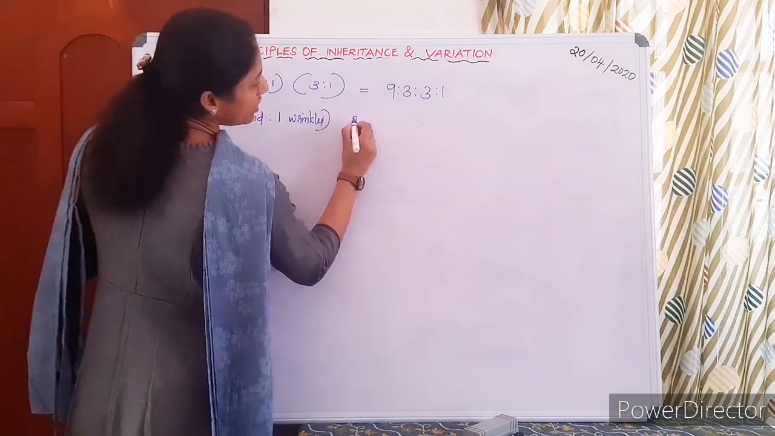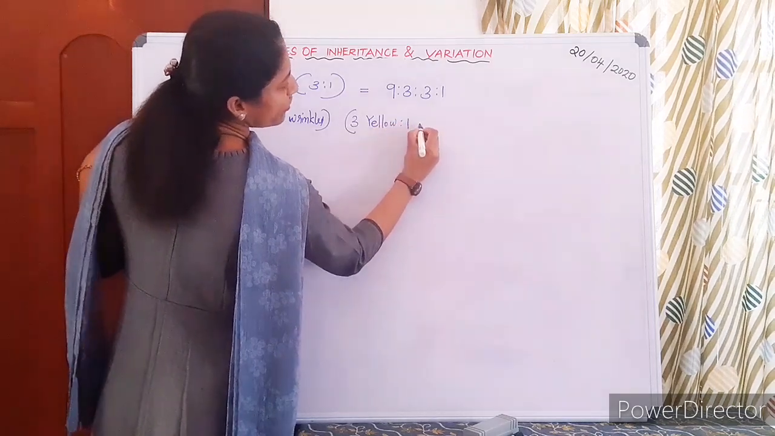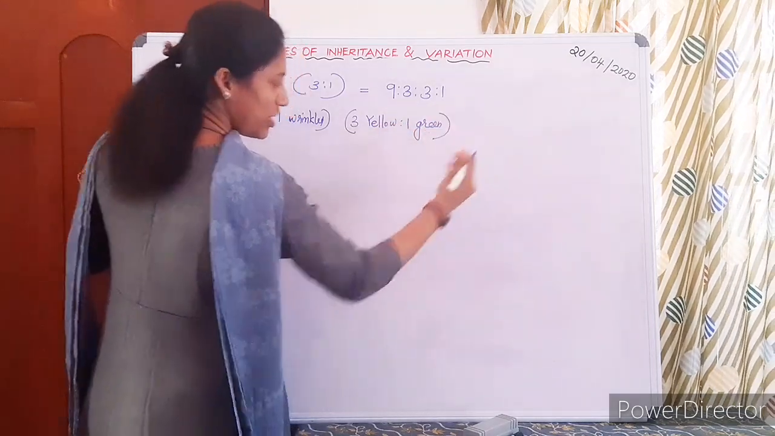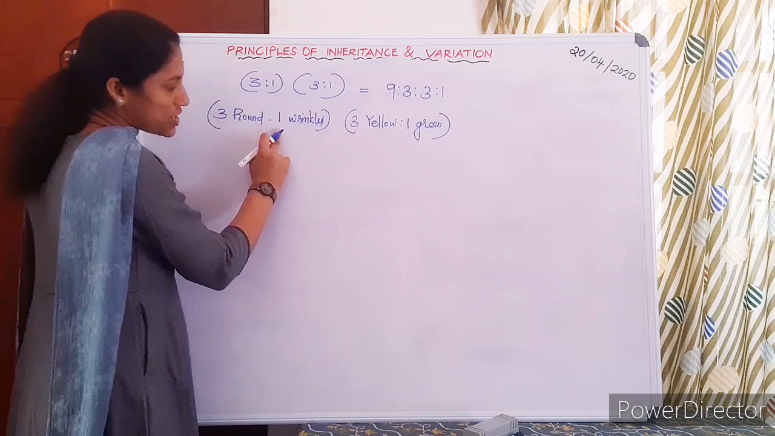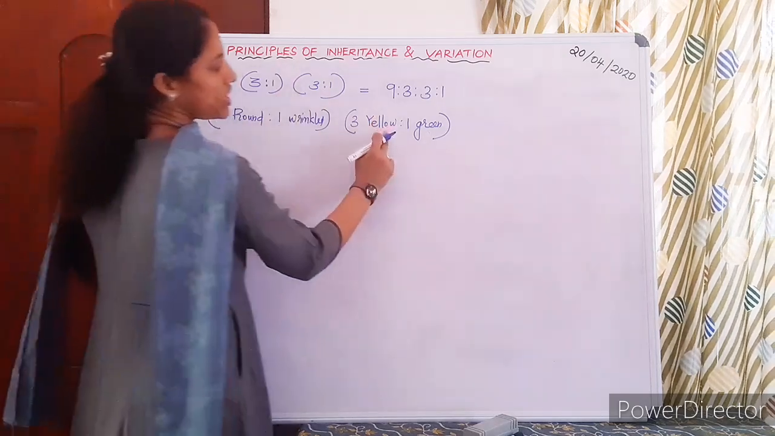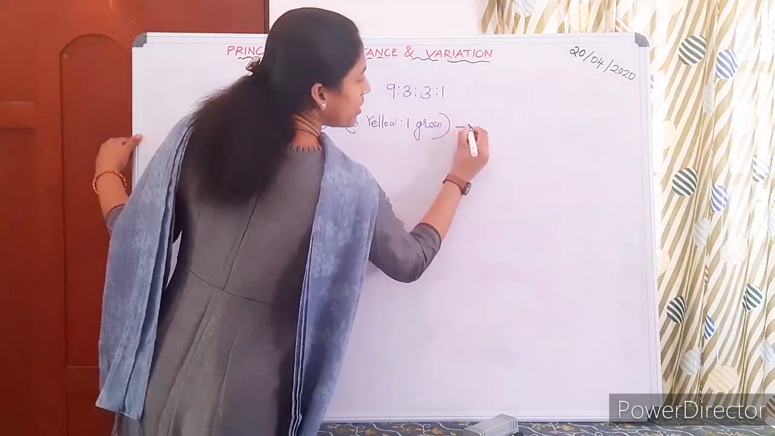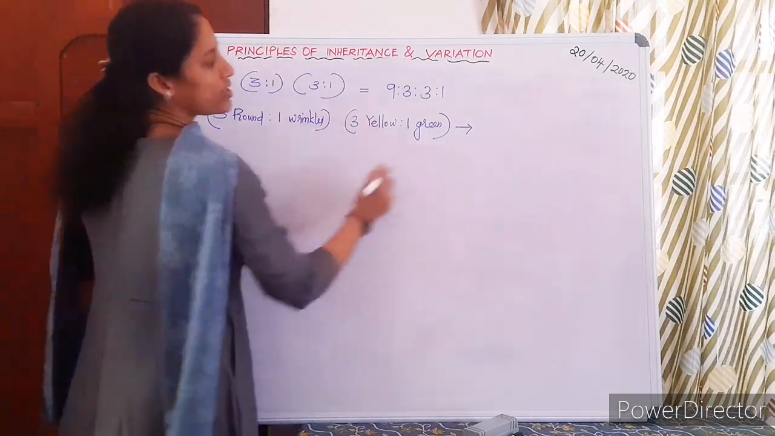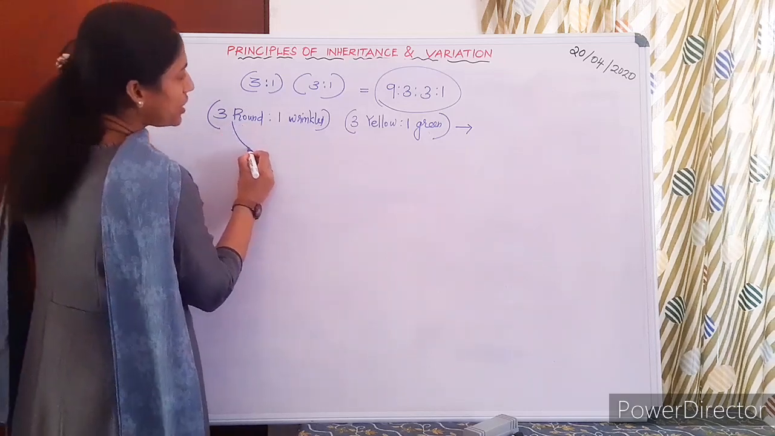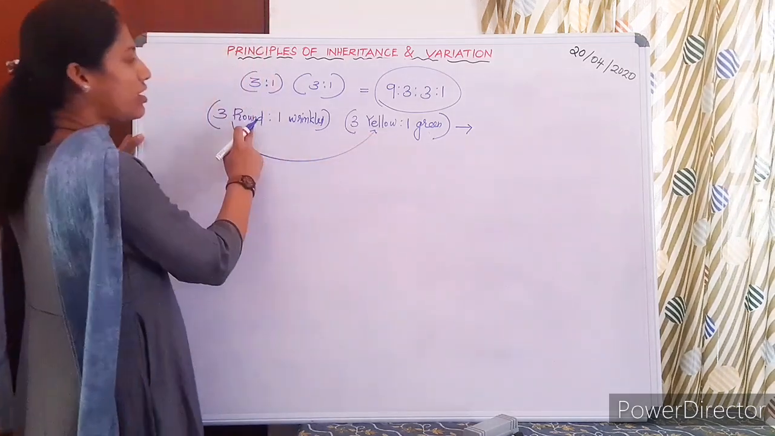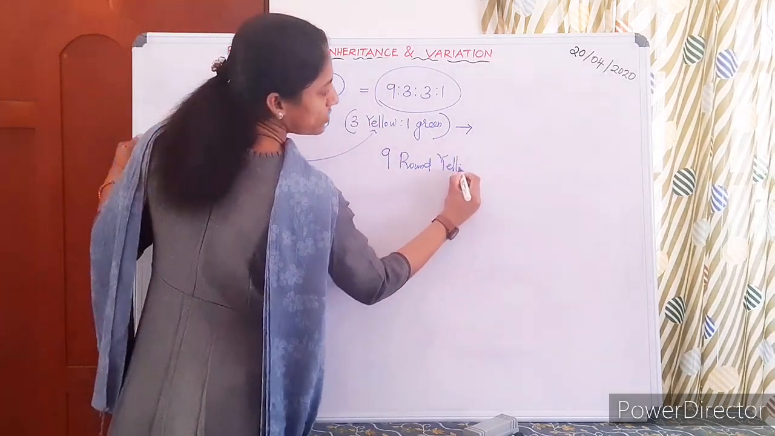Similarly, if we take the seed color, 3 yellow to 1 green, we get the F2 ratio. In separate monohybrid crosses, for seed shape we get 3 round, 1 wrinkled, and for seed color we get 3 yellow, 1 green. See, when these two are multiplied, we get this 9:3:3:1 ratio. Just listen here, 3 round into 3 yellow. How many are round yellow? 9 are round yellow.